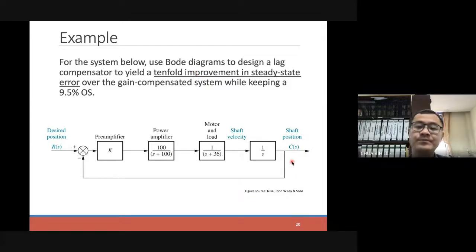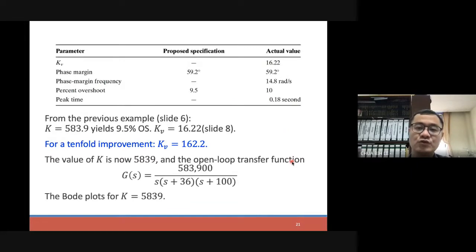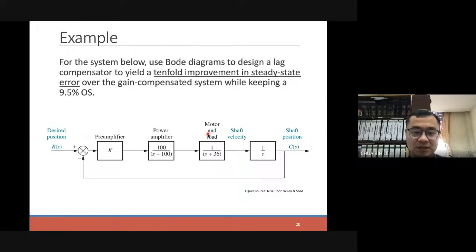So same diagram. I think this one is slide number 7. Later you check back again, because I added a slide at the beginning. Now, the previous one we got 583.9, giving us 9.48%. From that one, we get the Kv is 16.22. Let's check if it is true or not.